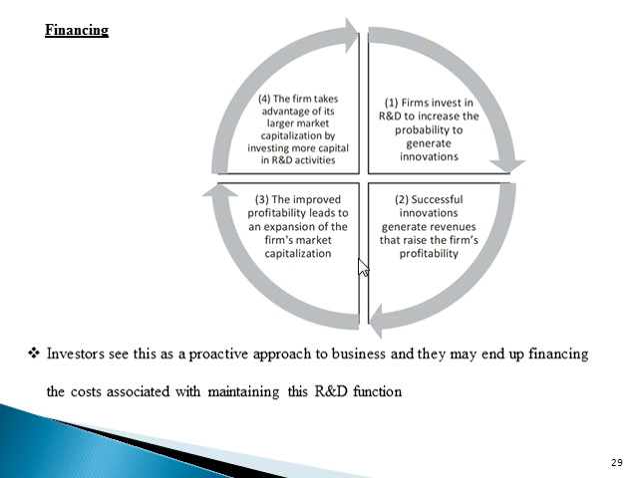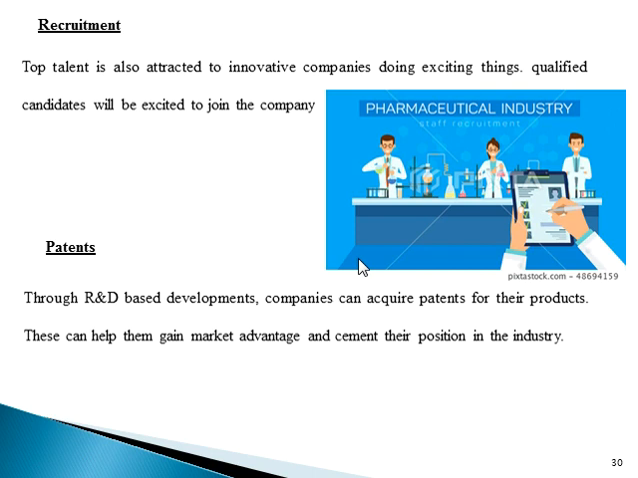Then financing. Investors see this as a proactive approach to business, and they may end up financing the cost associated with maintaining this R&D function. The R&D function is for investing. The R&D department has to do innovation, then think about profitability, then improve profitability, then go for capitalization or market price, because the main target is business.